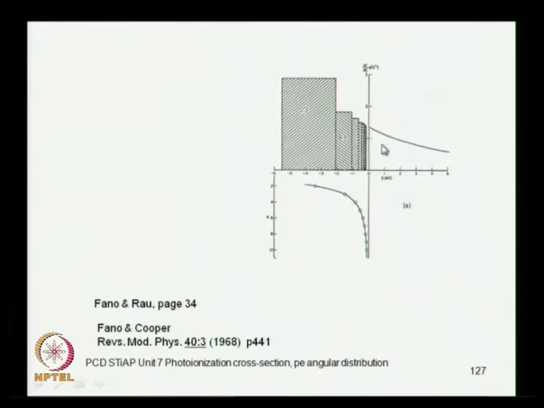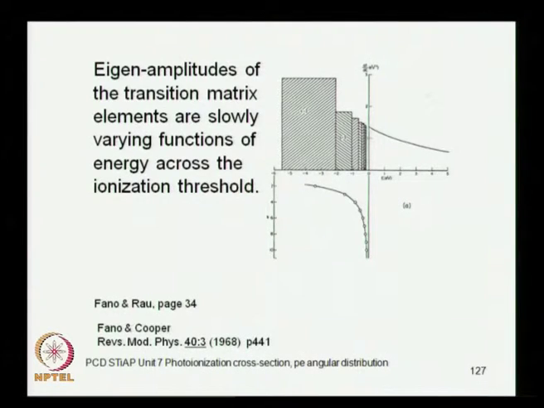You notice that if you extrapolate this curve, you have a certain continuity which allows you to connect properties in the discrete part of the spectrum to properties in the continuum. And in particular, what are called eigen amplitudes of the transition matrix elements are slowly varying functions of energy across the ionization threshold.